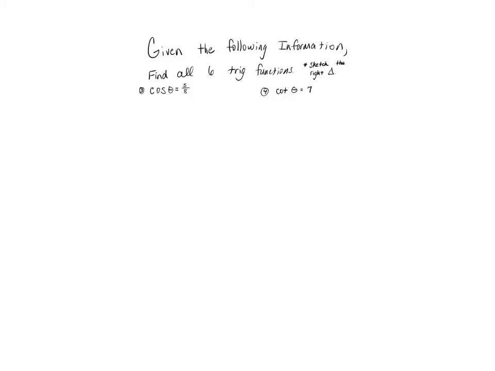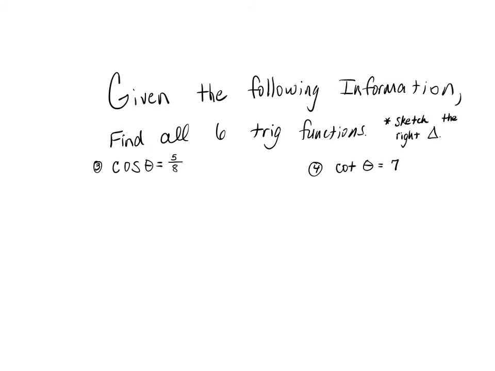All right. Next slide. So for these, it gives us one of our trig functions. We have to find the 5 other ones, and we need to draw the triangle in order to do that. So what is cosine? Adjacent over hypotenuse. So in our triangle, if this is theta, adjacent is 5, and our hypotenuse is 8. So next to theta would be 5, and our hypotenuse is 8.